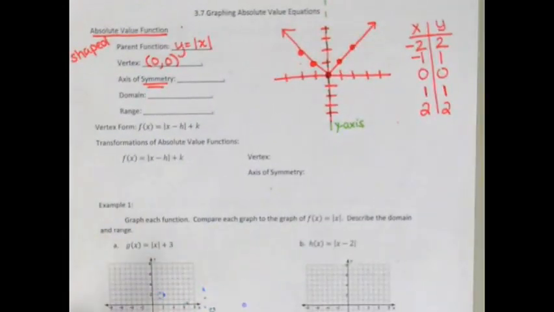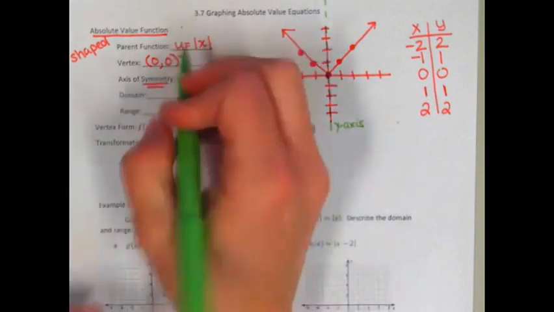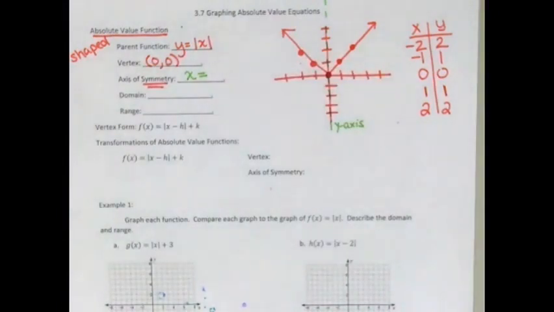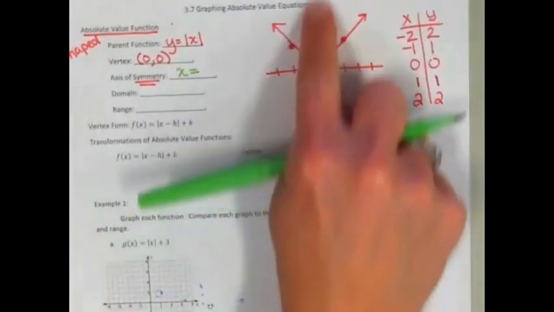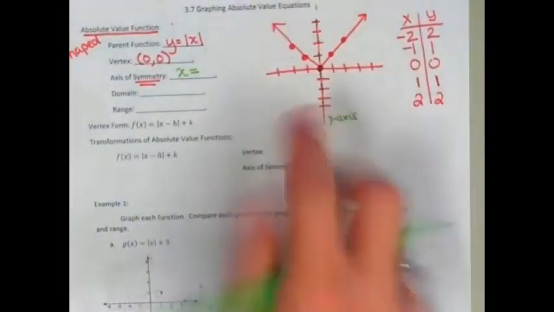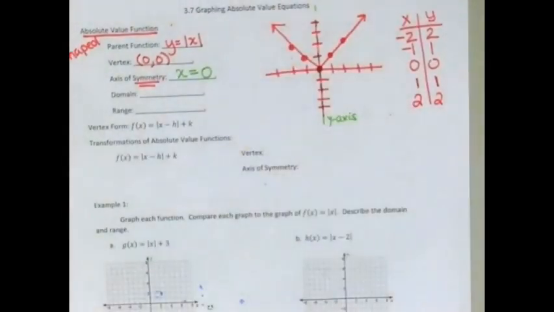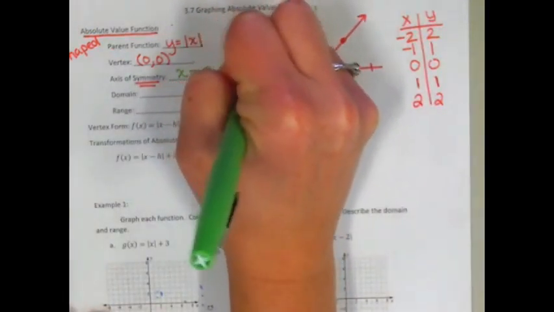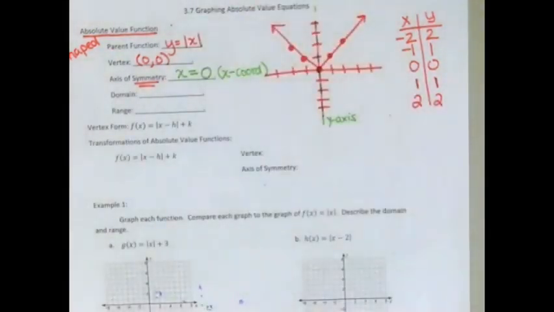Now, as I look at that, it's a vertical line. If it's a vertical line, remember, it was always x equals wherever it crosses the x-axis, right? Where does this vertical line cross the x-axis? At 0. So the axis of symmetry for the parent function is x equals 0. Now, in other functions, it's always the x coordinate of your vertex.